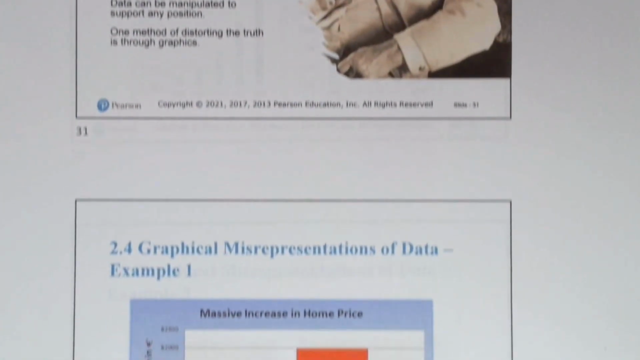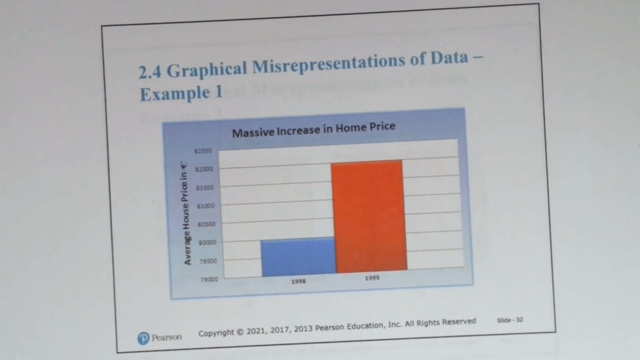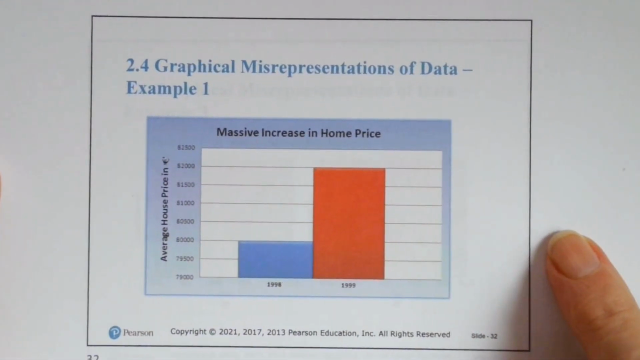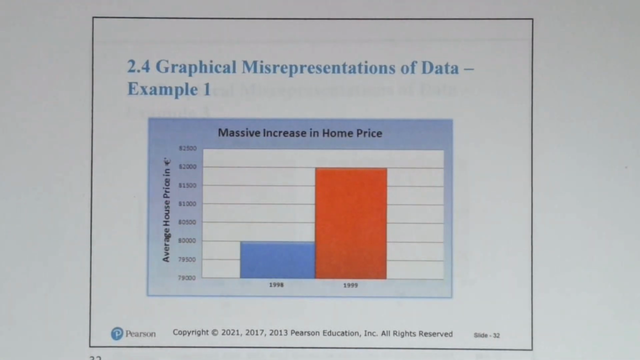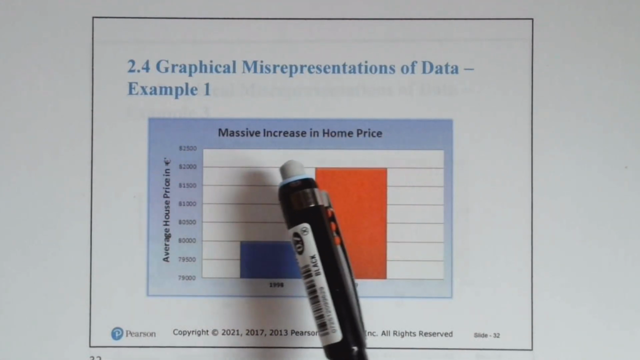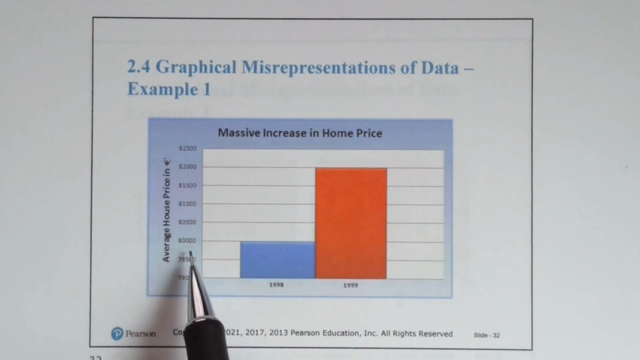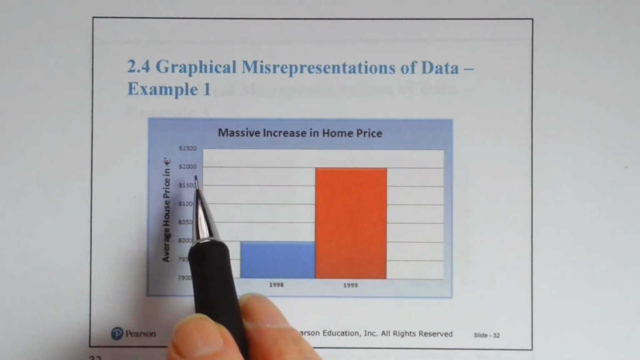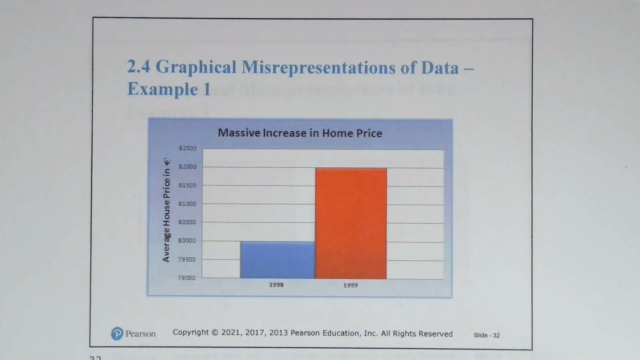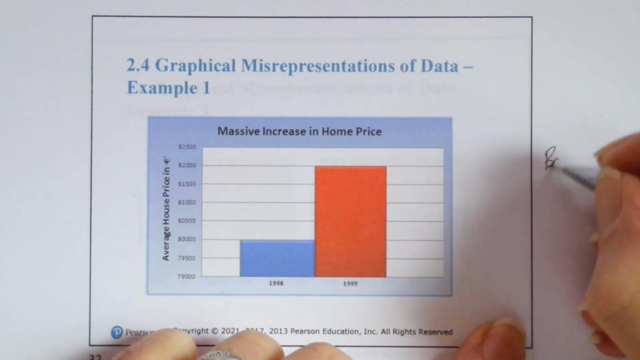So first of all, I'm going to have to move this down a little bit. Here's example 1. And so you look at the bars here and you're like, wow, massive increase in home price. Yeah, the bar would indicate that that's true. But if you actually look at the scale, notice this one's about 80,000 and it's gone up to 82,000. That's not reflected by the bar. It's like 3 times bigger or more. And so the bar size can be misleading.